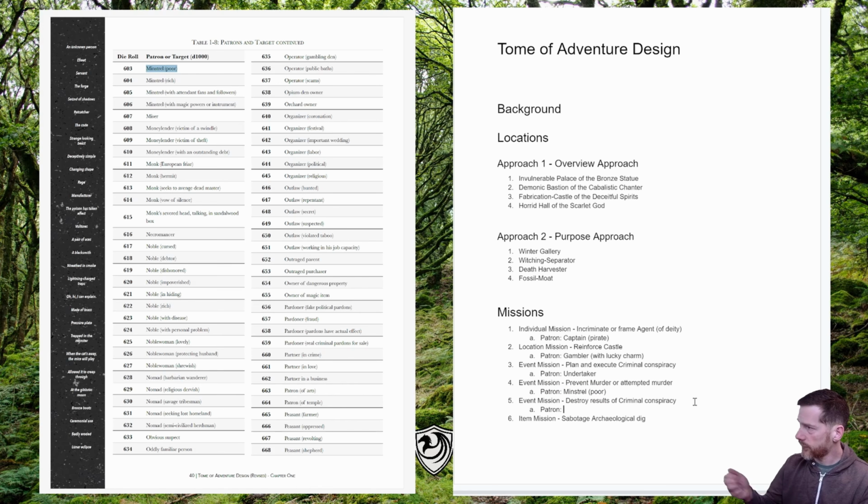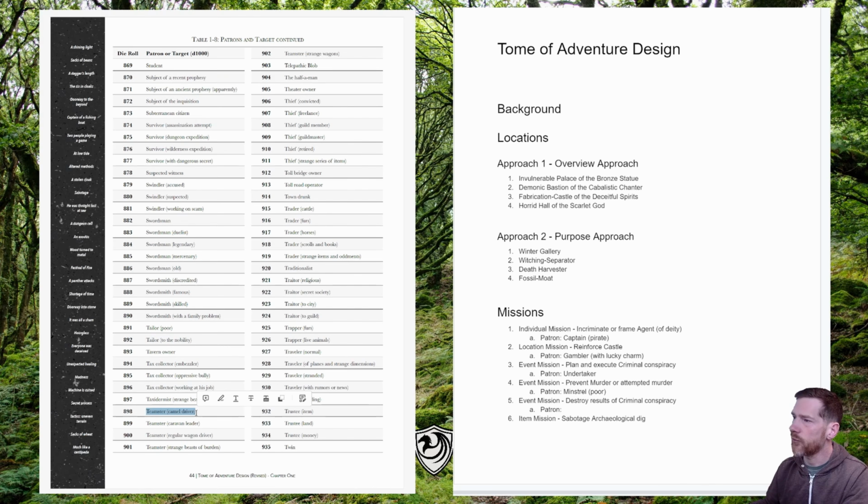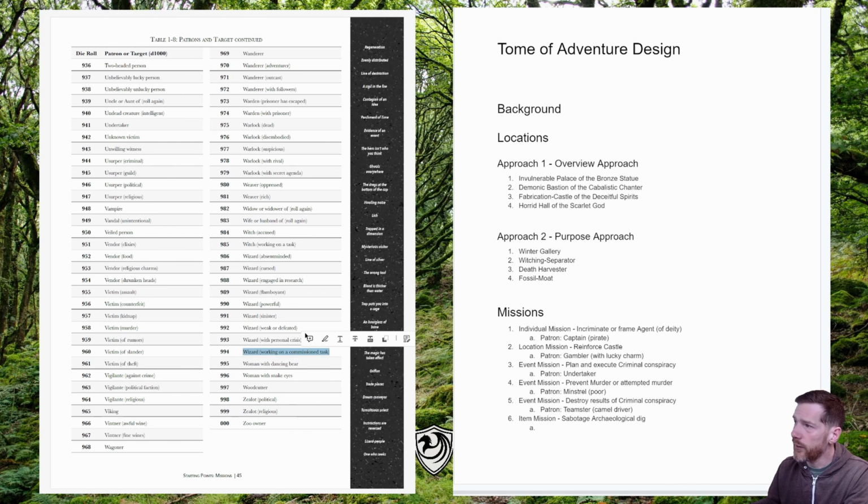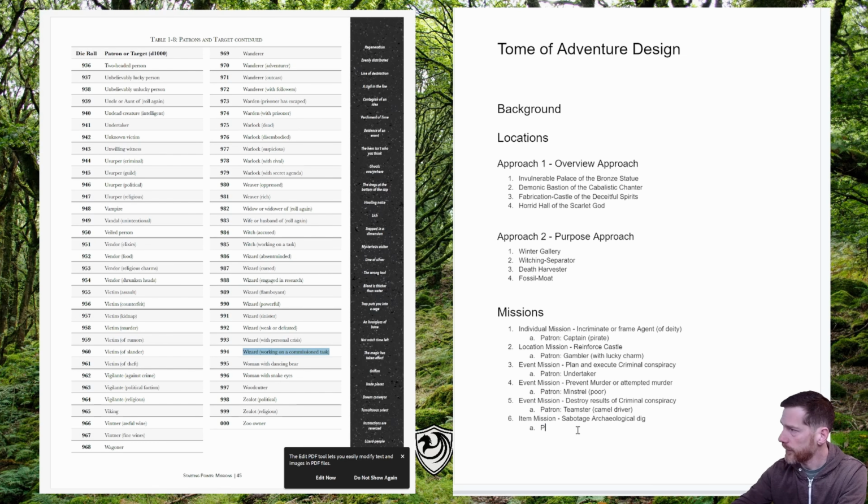All right, next we have 898. A teamster wants us to destroy the results of criminal conspiracy. So maybe this teamster is part of a criminal group, and they are hiring us to destroy the results of the criminal conspiracy. All right, now we have 994. A wizard working on a commissioned task has asked us to sabotage an archaeological dig.